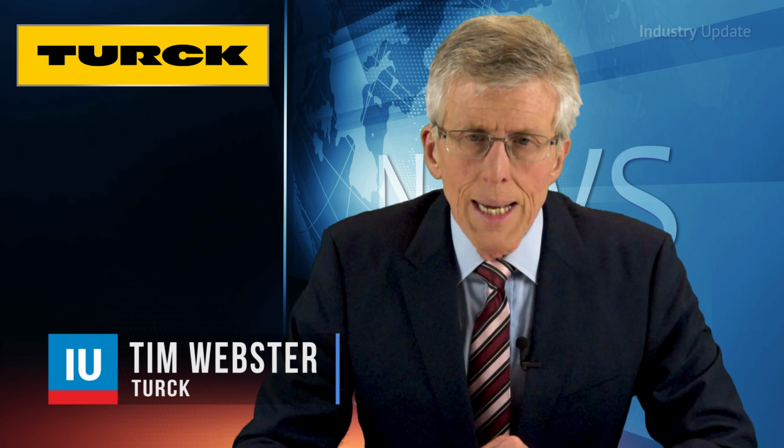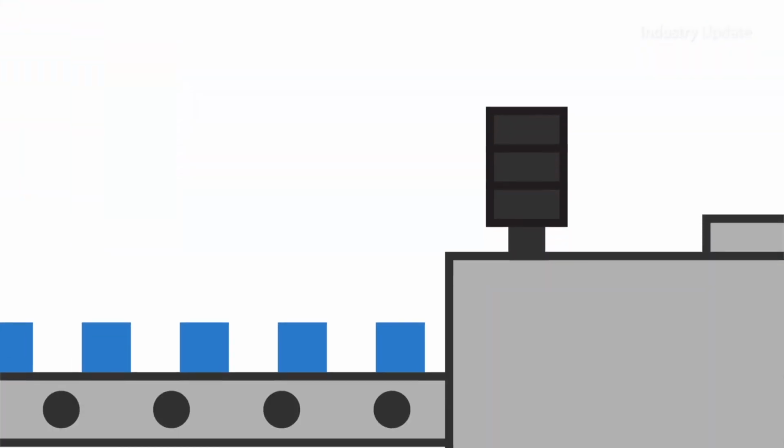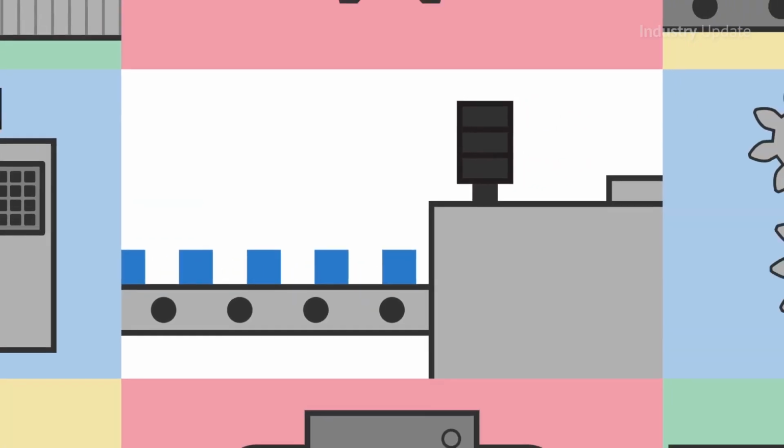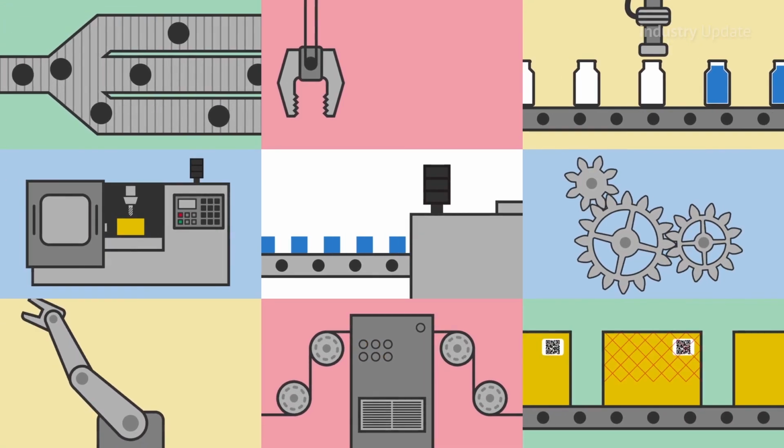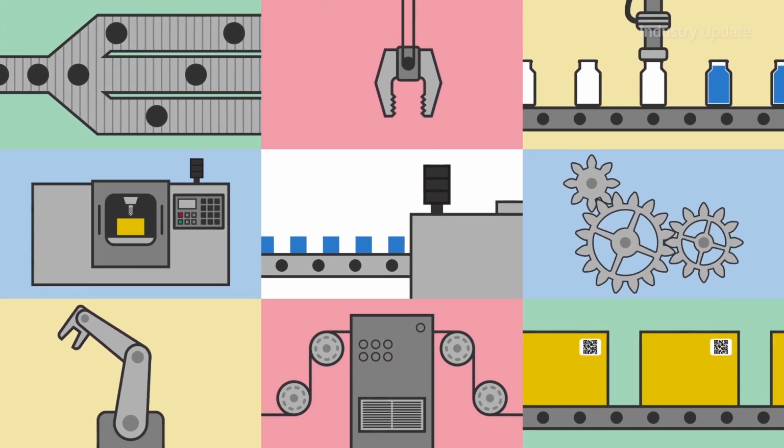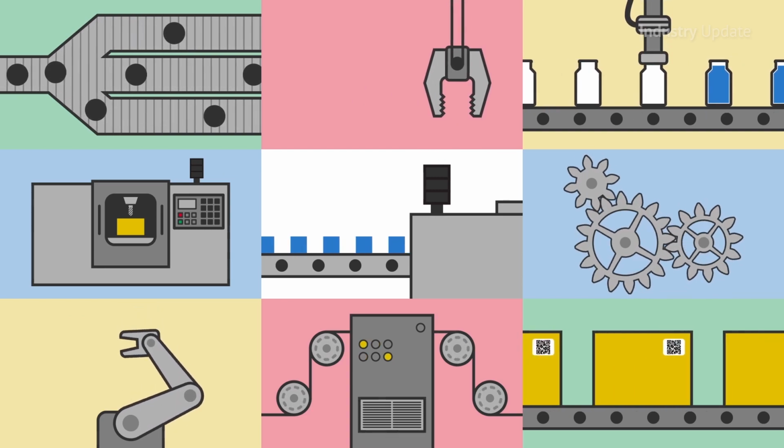Hi, I'm Tim Webster. By monitoring motors, pumps, compressors, fans, gearboxes, and other machinery for increases in vibration, problems can be detected before they become severe and result in unplanned downtime.